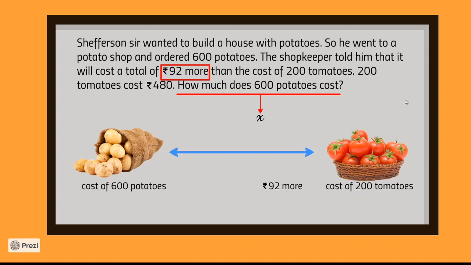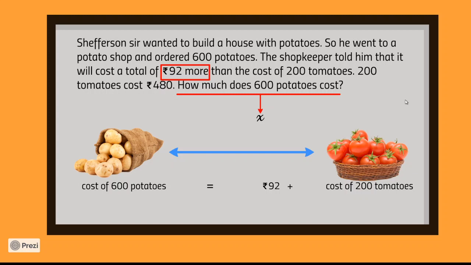So 92 more means 92 extra. So you need to pay extra. That means 92 rupees plus the cost of whatever 200 tomatoes is. Okay, so in a cost of 600, I put an equal sign because cost of 600 potatoes is equal to 92 rupees plus cost of 200 tomatoes. Now you get an equation. Look at the question. Because there's an equal sign, you get an equation.